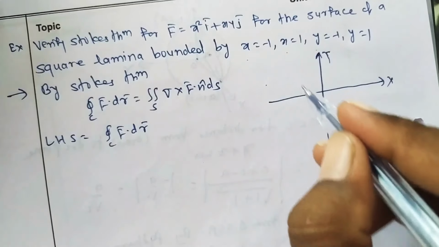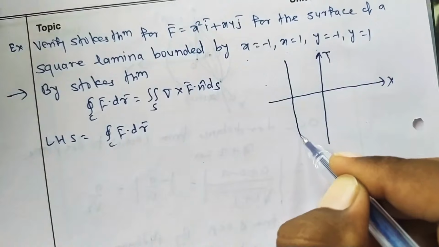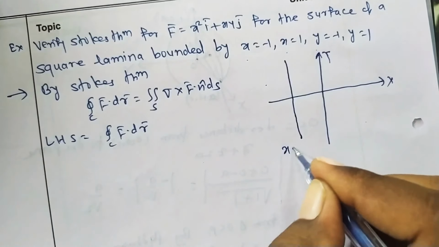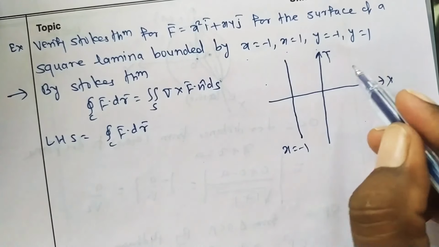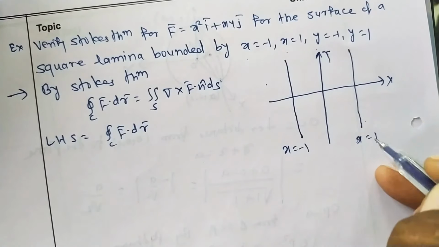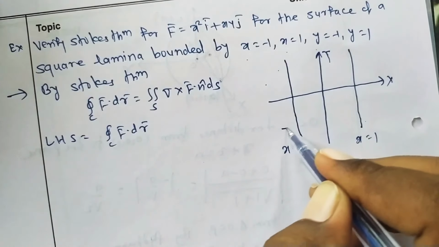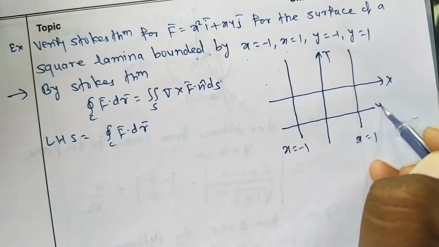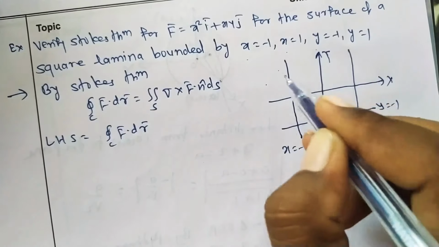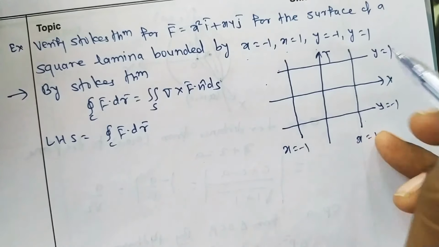The first line given is x equal to -1. We know that the line x equal to -1 is parallel to the y axis. Suppose this line is x equal to -1. The second given is x equal to 1, so this is x equal to 1. Then y equal to -1, this line is y equal to -1, and the next one given is y equal to 1. So this line is y equal to 1.